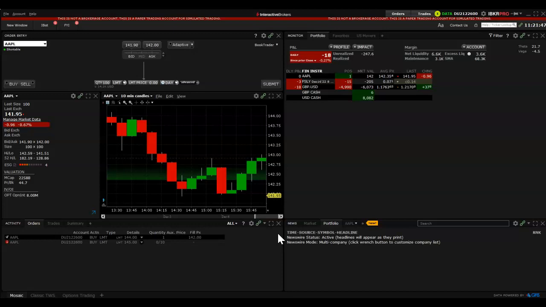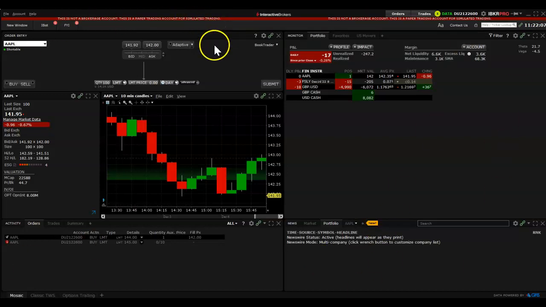In this first video of the IBKR series, IBKR stands for Interactive Brokers in this case, it's basically how you would buy and sell stocks. Okay, the simple thing. So let's get right to it. How would you buy and sell the stocks? This is the TWS platform, which is the Interactive Brokers trading platform. When you open it, it will look like this.